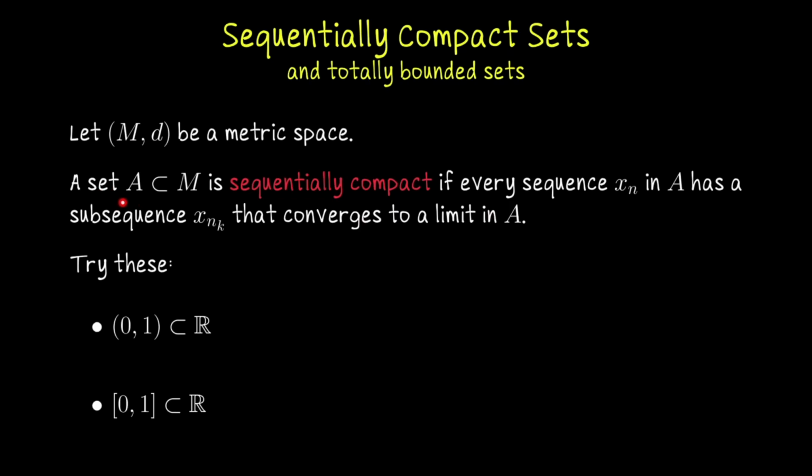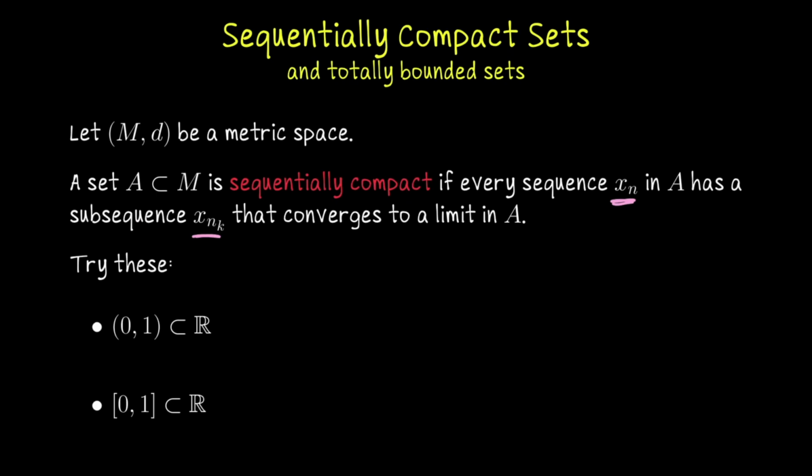A subset A is called sequentially compact if every sequence in A has a subsequence which converges to a limit in A. So here x_n is a sequence. I'm omitting any enclosing brackets or parentheses there. Similarly, x_{n_k} also denotes a sequence that's a subsequence of the original sequence x_n. So we say our set is sequentially compact if every possible sequence yields a subsequence which really does two things.